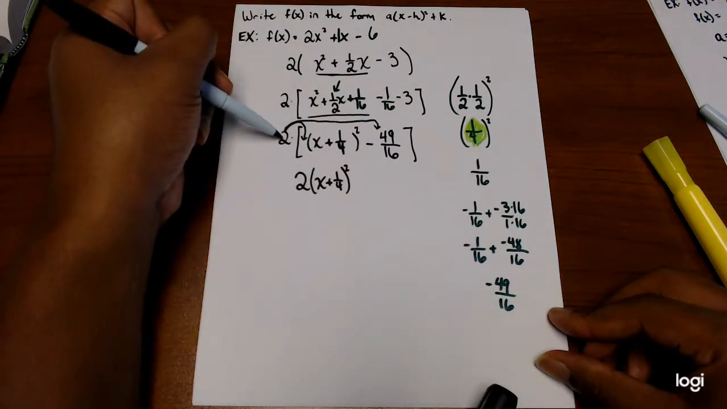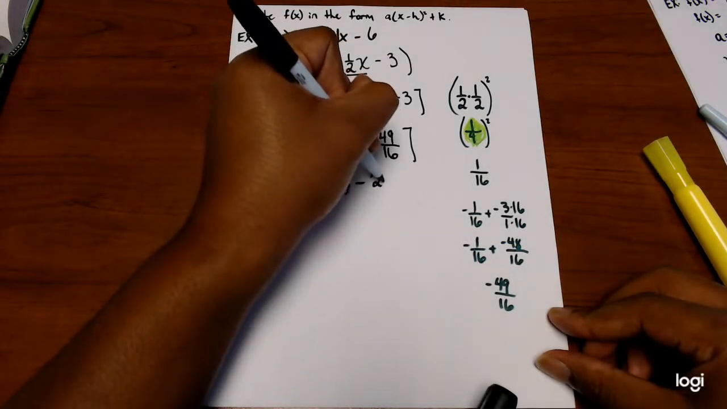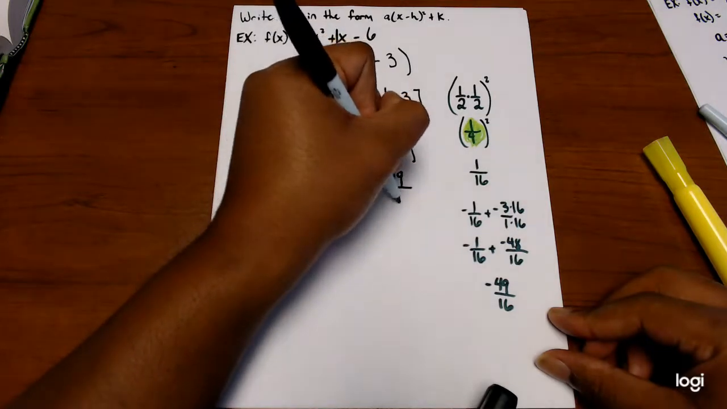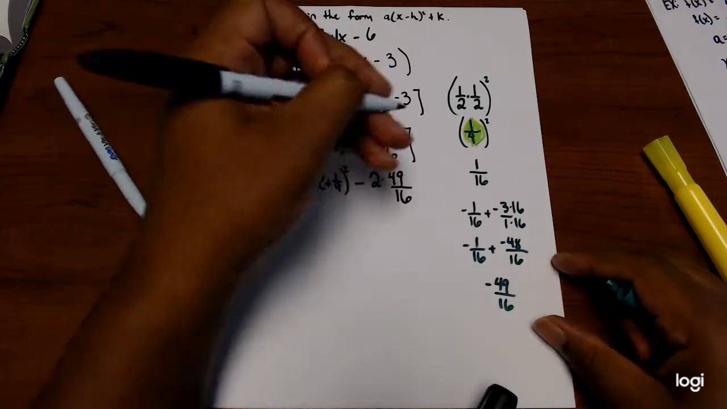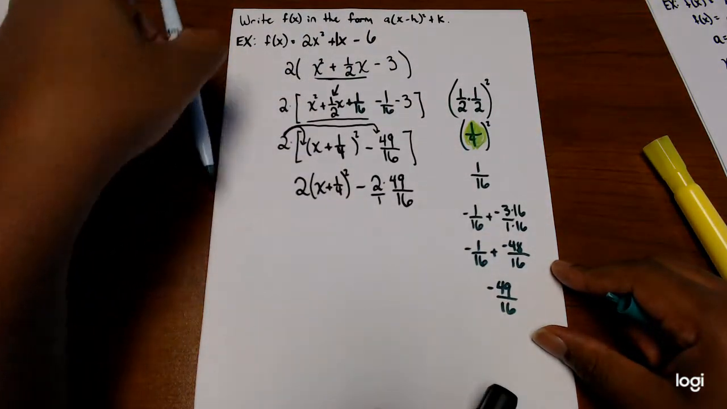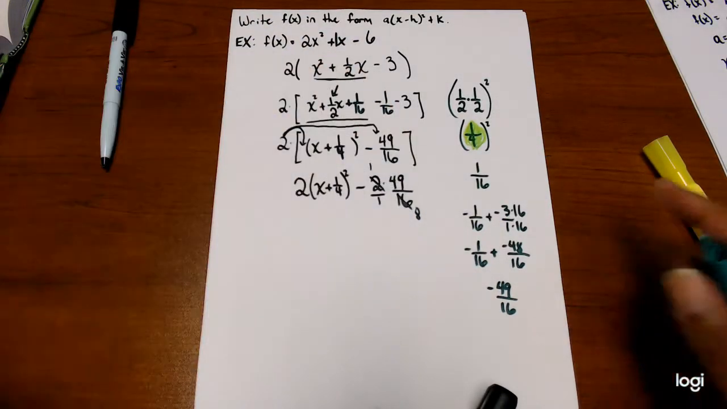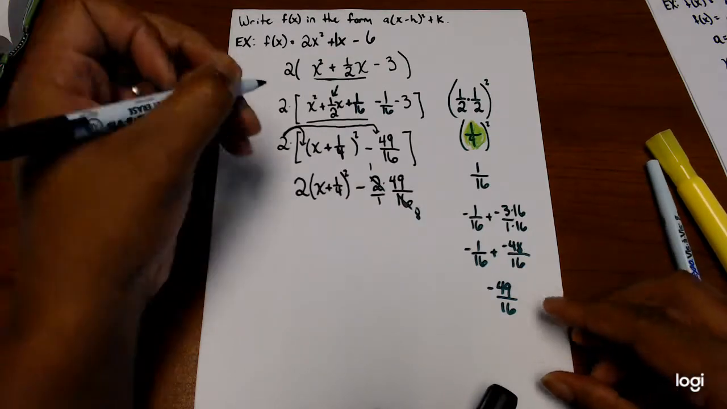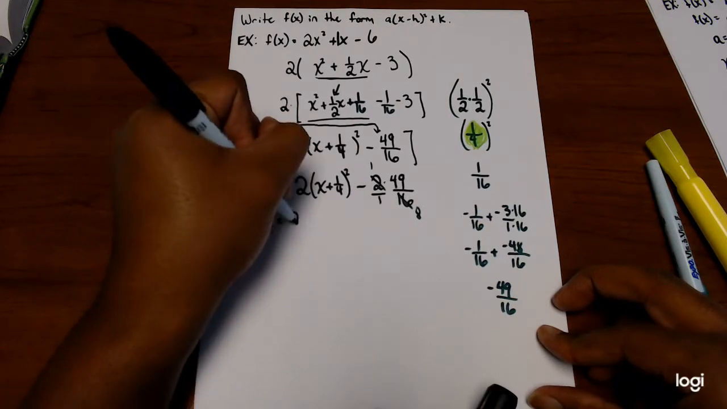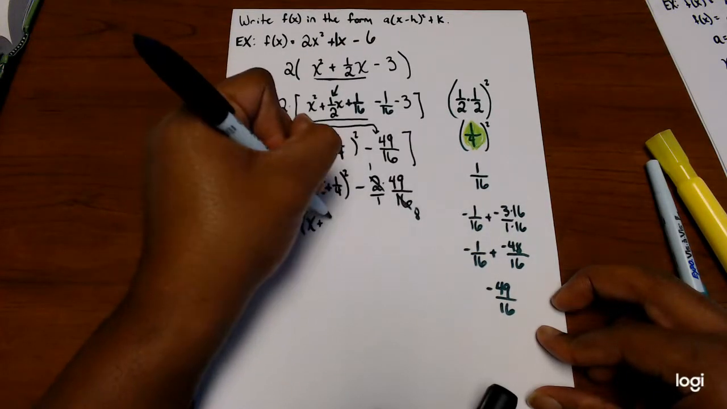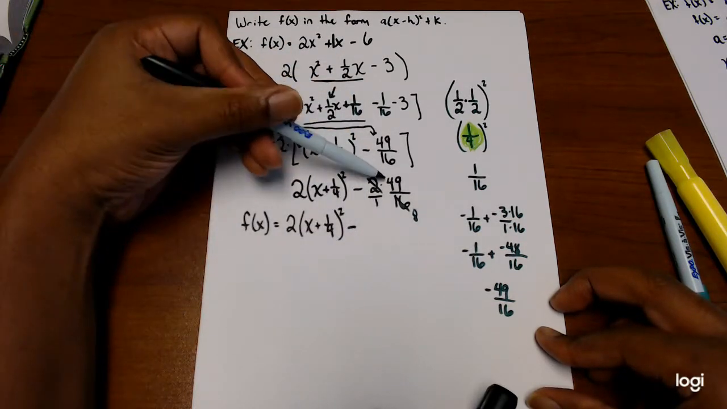And then here we're going to do 2 times 49/16, so that's minus 2 times 49/16. We can quickly multiply this because remember, this 2 here is again 2/1, and 2/16 is the same as 1/8. So we're done. f of x is equal to 2 times the quantity x plus 1/4 squared minus what's left, 49/8.